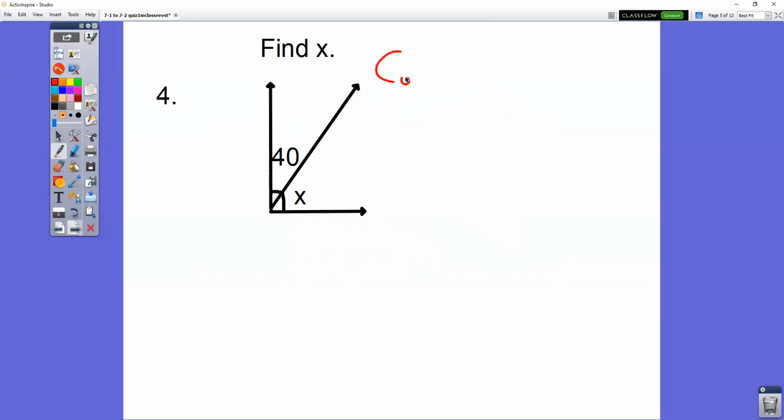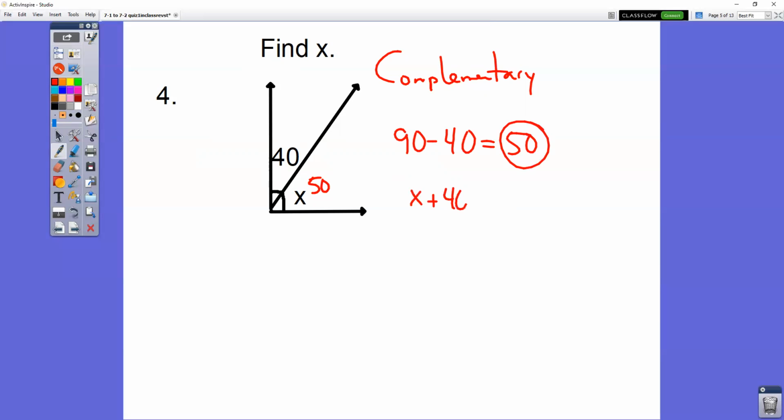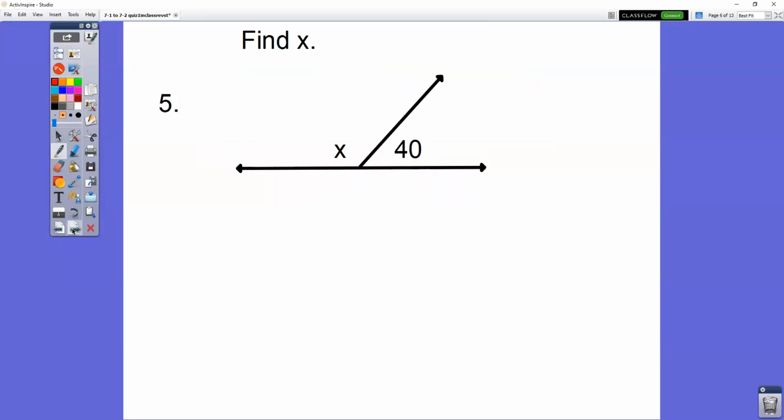These are complementary angles. Complementary angles form a right angle and divide it into 2 pieces. If this one is 40, this one has to be 50 because complementary angles add up to 90 degrees. The easiest way to find that 50 is just to take your 90 and subtract out the angle that you're given. You could set up a one-step equation also and do x plus 40 equals 90. Solve for x, so minus 40 minus 40, and you get x equals 50. Some people could just do that in their head though as well. Go ahead and do number 5.